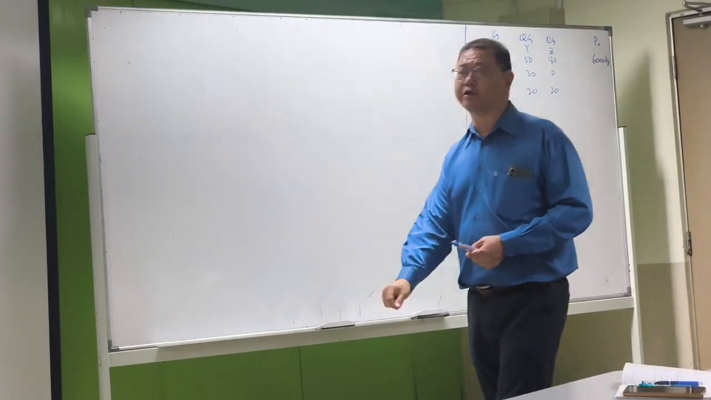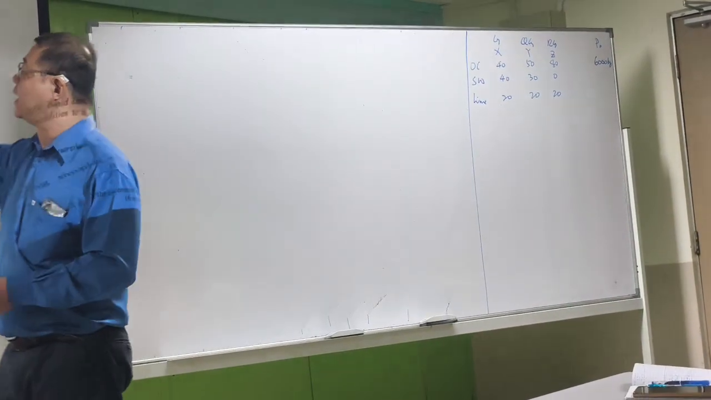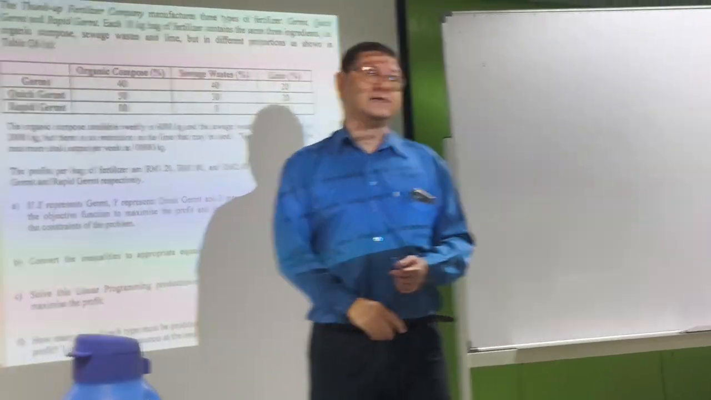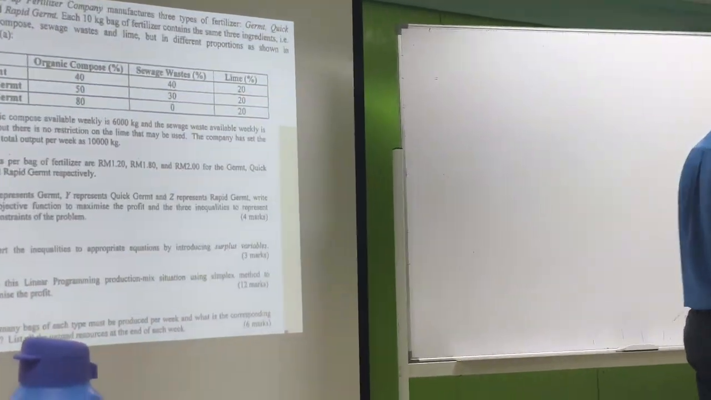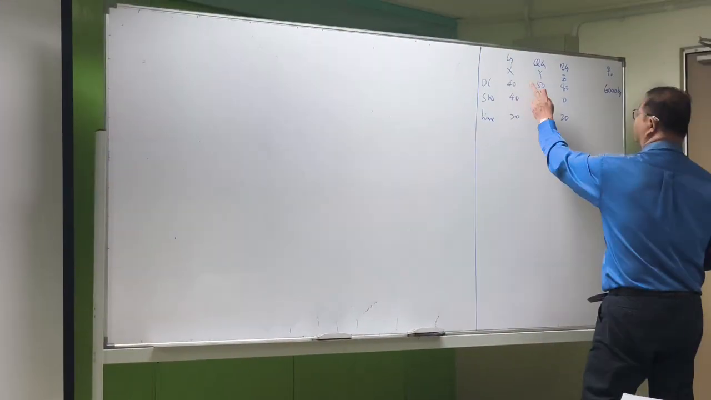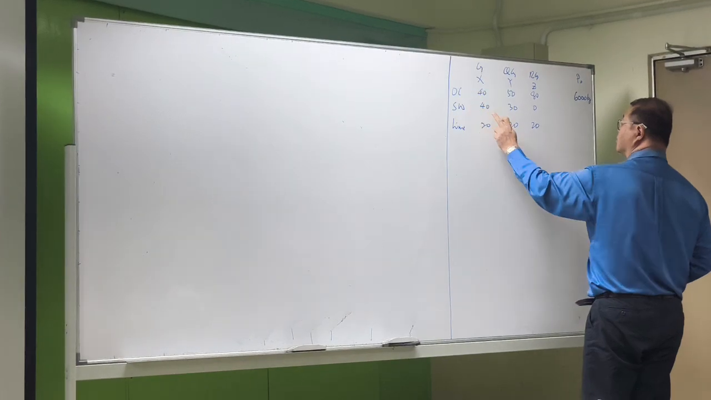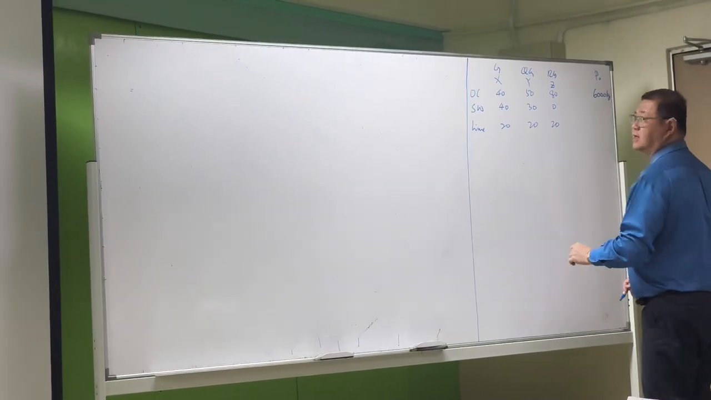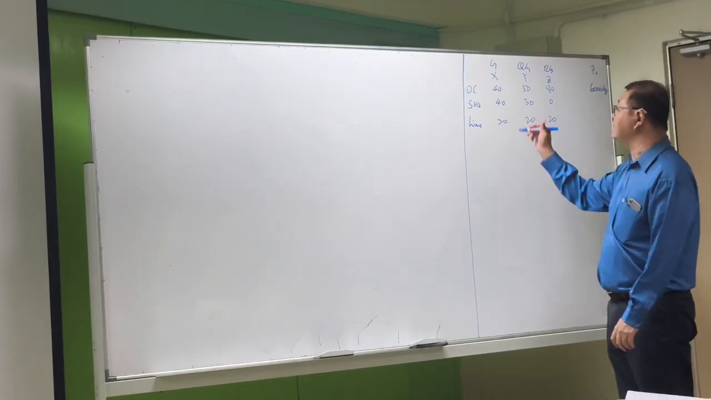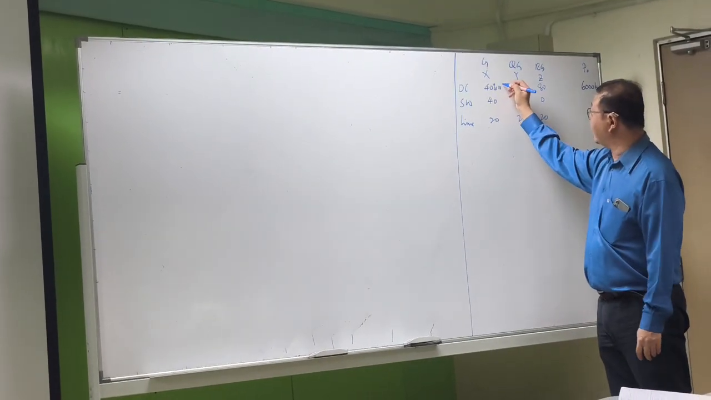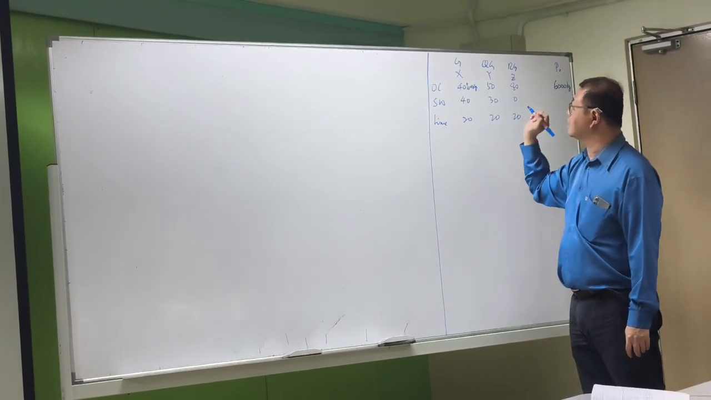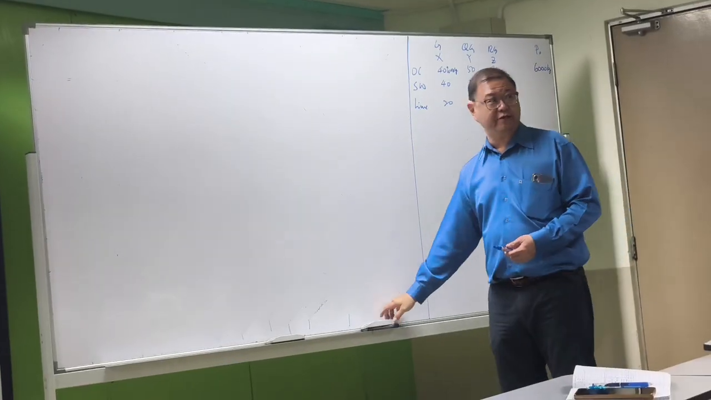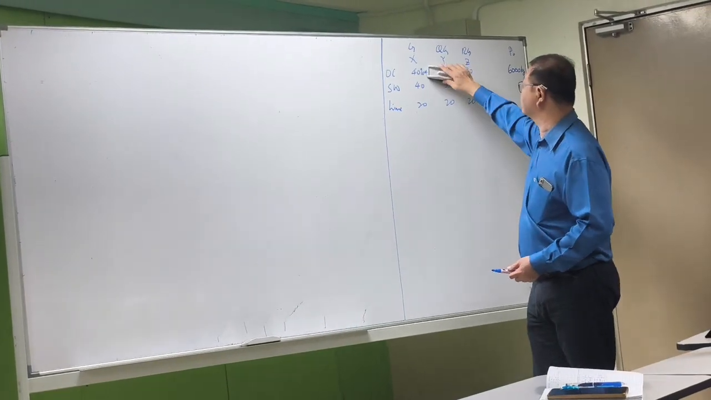One bag is how many kg? One bag is 10 kg. Out of this 10 kg, 40% is organic compost, 40% is sewage compost, and 20% is lime. So 40% out of 10 kg is what? 4 kg. Correct.